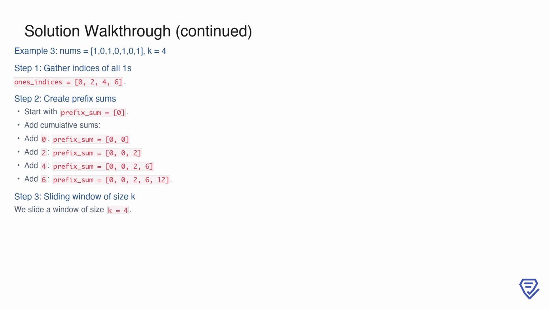In the third example, nums equals 1, 0, 1, 0, 1, 0, 1, and k equals 4. We start by identifying the indices of all 1's in the array, resulting in ones_indices equals 0, 2, 4, 6. Next, we construct the prefix sum array, starting from 0. Adding 0 produces 0, 0; adding 2 gives 0, 0, 2; adding 4 results in 0, 0, 2, 6; and finally, adding 6 produces 0, 0, 2, 6, 12. With the prefix sum array ready, we now slide a window of size k equals 4 over the ones_indices array to determine the minimum number of swaps.